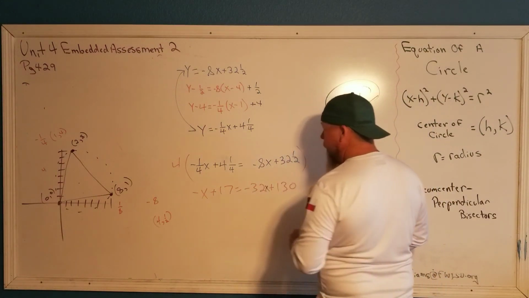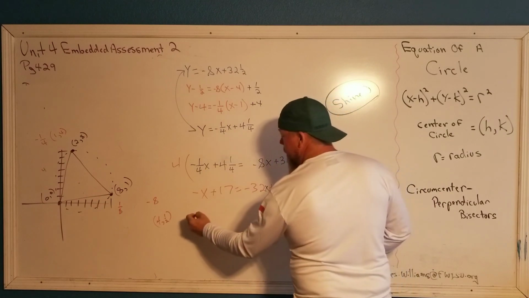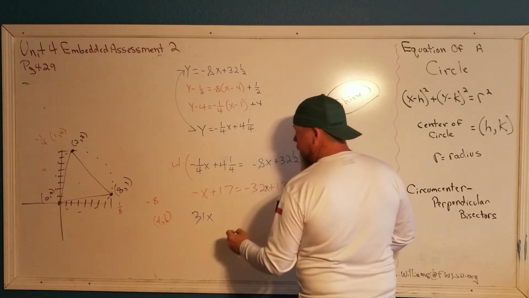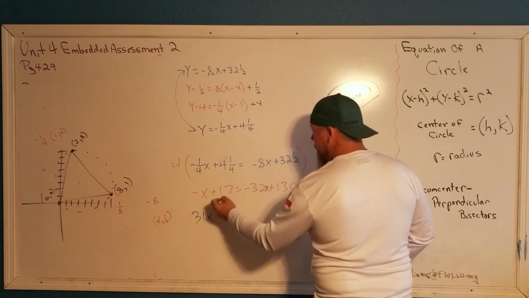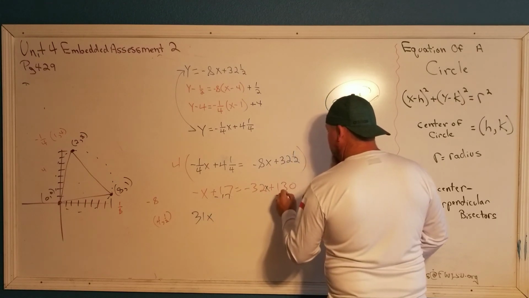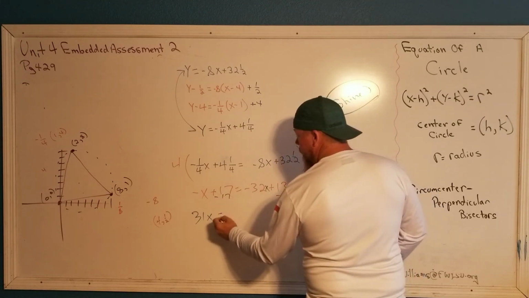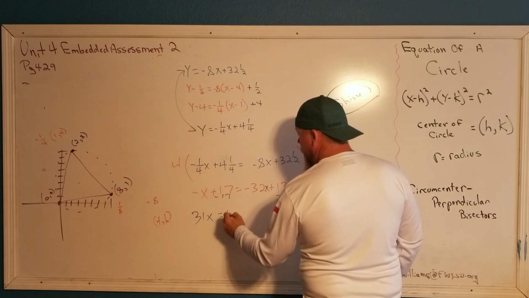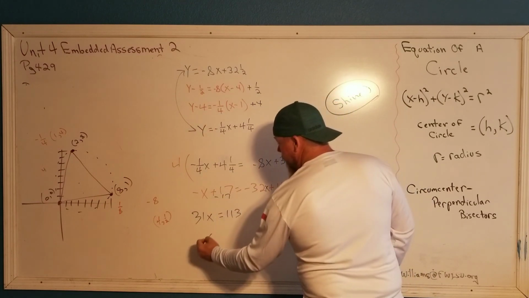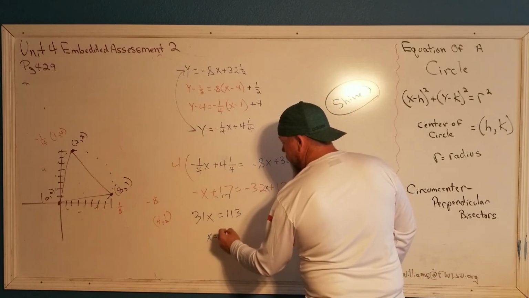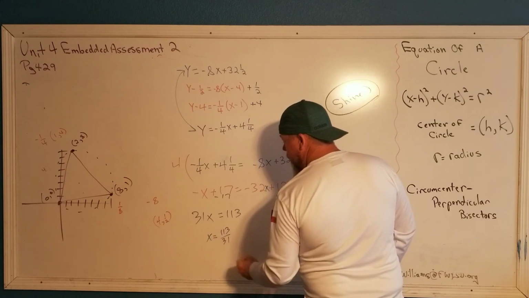There was an x here. I forgot to write it. I apologize. We're going to add 32x to both sides. I'm going to get 31x. All right, and then I'm going to minus the 17. So minus 17, minus 17. So 31x equals 113. So x equals 113 over 31.